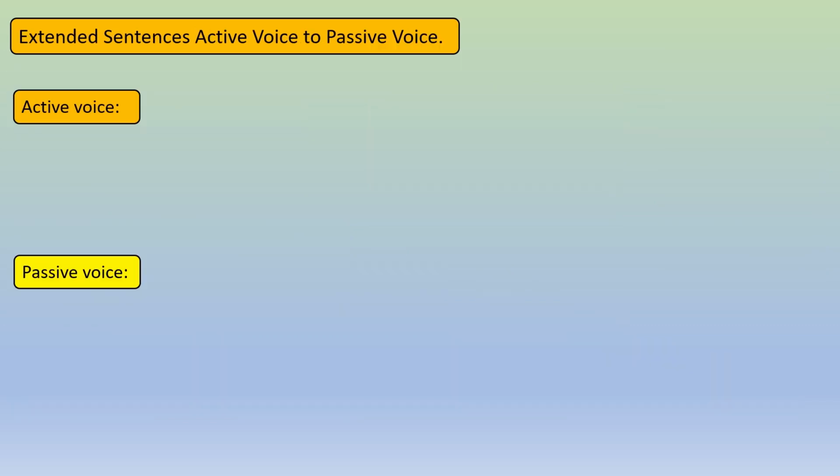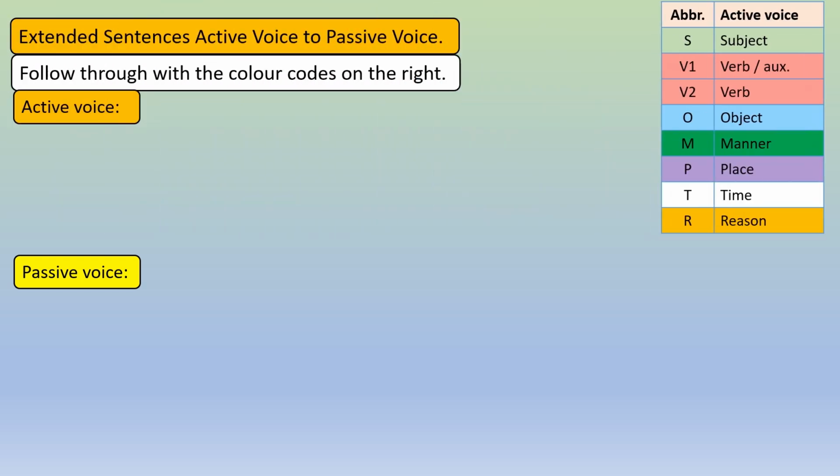Extended sentences, active to passive voice. Active voice, passive voice. So our slide is divided into 2 parts. There's an upper section, which is the active voice, and the bottom section, which is the passive voice. On the right-hand side, we have our color codes. Follow through with the color codes on the right. Now, this is purpose-made for active voice.